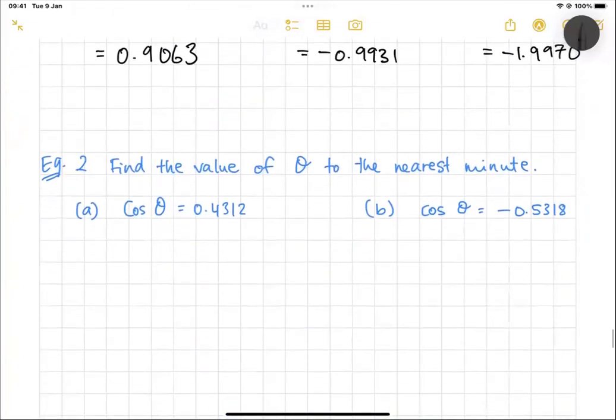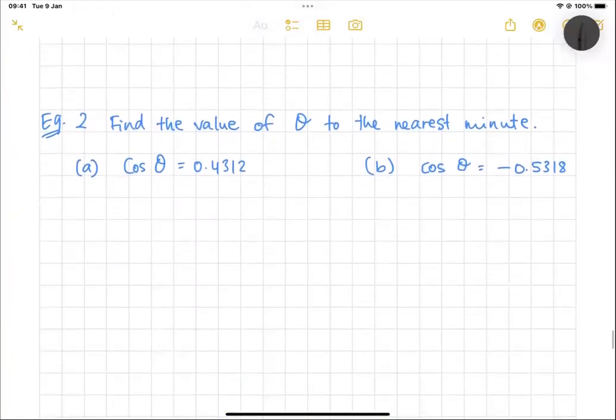Example 2. Find the value of theta to the nearest minute. Okay, so to find theta, which you guys should be experts on, my goal is to get theta equals something. What is the opposite of cos? It's inverse cos. So I'm going to write down cos⁻¹ or inverse cos like that, open the bracket and just put my value in. Okay, put that into the calculator.